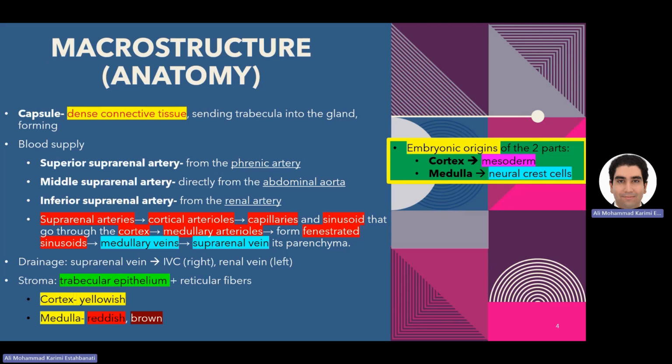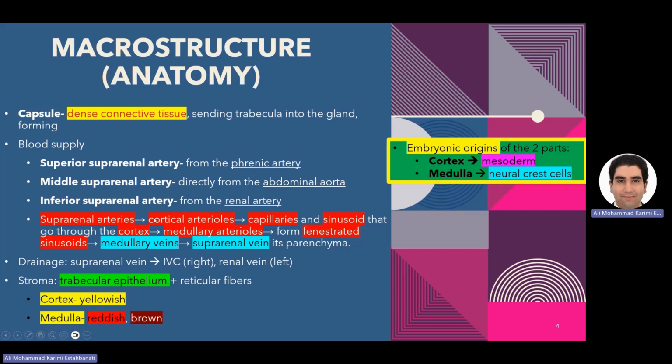Now, the capsule, like most of the capsules that we know, is made of dense connective tissue. Okay? The blood supply, we already talked about three of them. Now, what happens inside the adrenal gland? These suprarenal arteries become the cortical arteries or arterioles. The cortical arterioles become capillaries and sinusoids in the cortex and go through it.